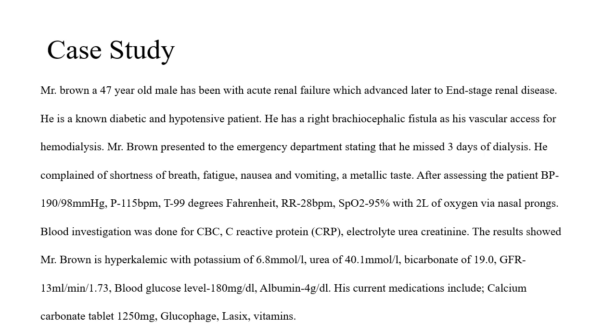Blood investigations were done for CBC, C-reactive protein, electrolytes, urea, and creatinine, and the results showed that Mr. Brown is hyperkalemic with potassium of 6.8, urea of 40.1, bicarbonate of 19, GFR of 13, blood glucose level of 180, albumin of 4. The current medications he's on are calcium carbonate tablets, Glucophage, and vitamins.